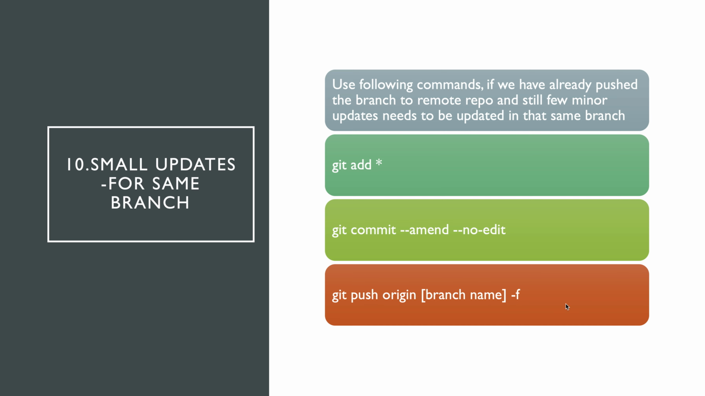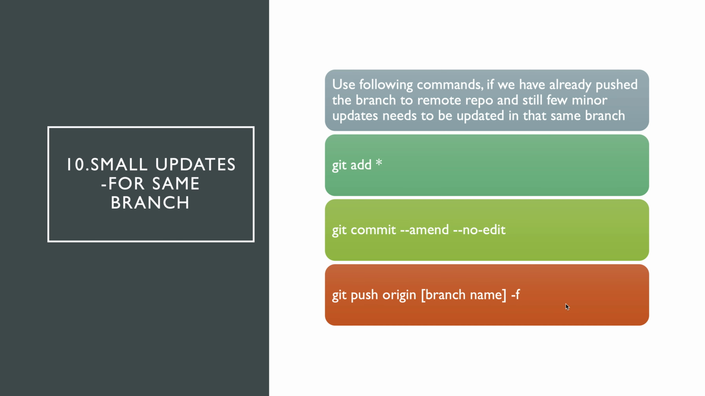The next one is: you have already made the add user details changes and pushed to the remote repo, but now a small styling issue came up once your work is being reviewed. If you want to change that, you can simply make the changes, provide the git add command, and then git commit --amend --no-edit, so that it will not create a second commit id. Then it is very simple.